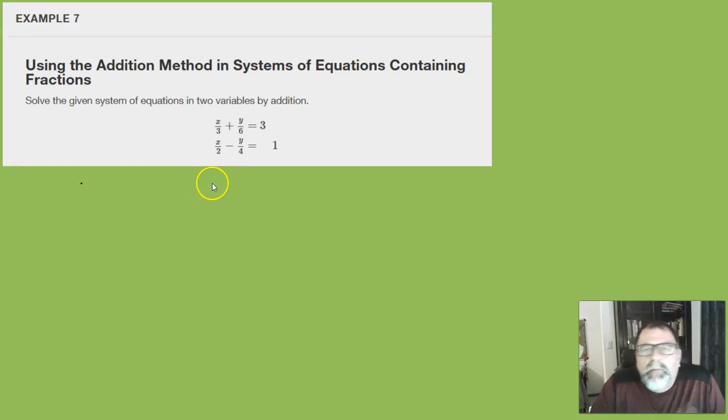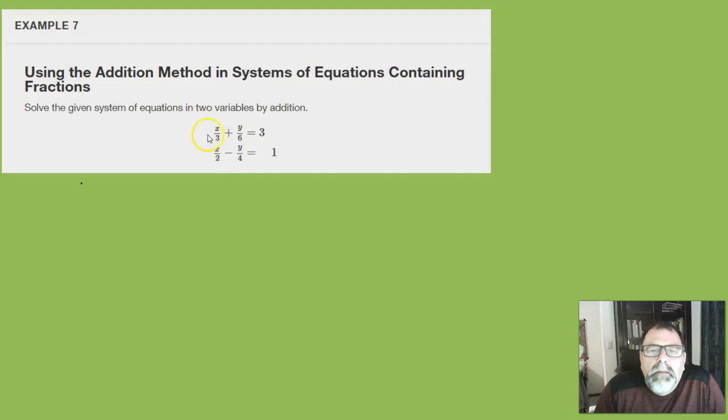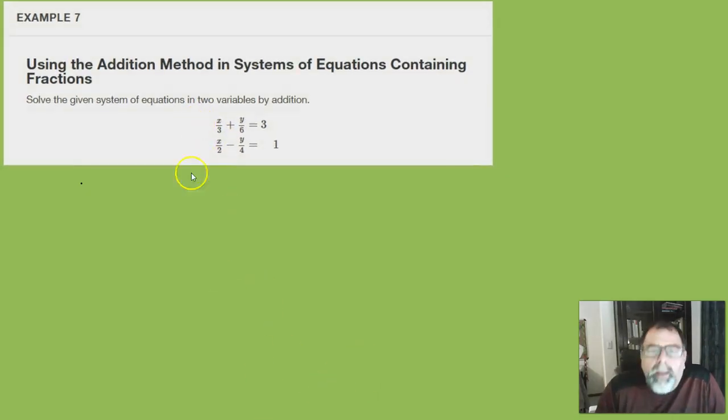Okay, example 7. With this one, if you have fractions in there, what you can do is an intermediate step to clear the fractions first, is what I usually do. So for this one, I'm going to look for the LCD for 3 and 6. And I'm going to multiply everything in this one by the LCD of 3 and 6, which is 6. And I'm going to get 6 times x divided by 3 would be 2x. 6 times y divided by 6 would be y, because the 6 is canceled. And then 6 times 3 is 18.